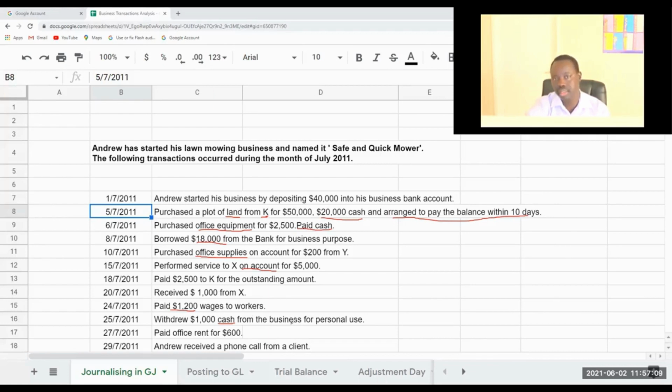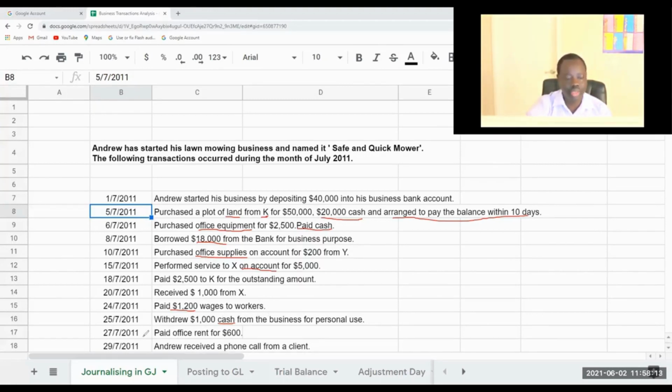Drawings of 1,000, and you credit cash, and that will be 1,000. From our expanded accounting rules, which we learned from the previous videos, drawings was one of them. You already know when drawings increases, you debit. When it is decreasing, you credit. So here, you debit drawings and you credit cash, which is an asset, and it is decreasing because the owner has withdrawn some money from the business.